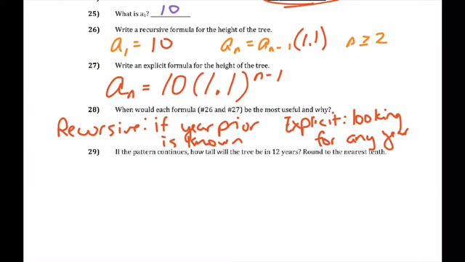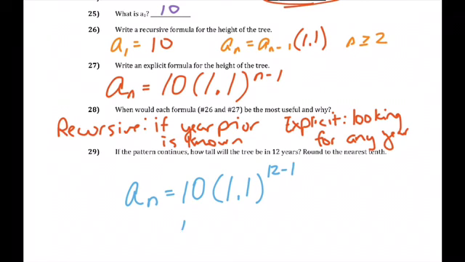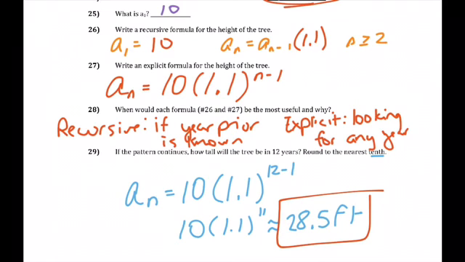Okay, I don't think the recursive formula is going to be useful, because if I was going to use that, I would have to know how tall the tree was at 11 years, and to know that, I would have to know how tall it was at 10 years, and so on. So the explicit formula would actually be the most useful to me. If I want to know how tall it is in 12 years, all I'd have to do is write this, and then 12 minus 1 right there. I would put 10 times 1.1 to the 11th power in my calculator. And that gives me 28.53, and so rounding to the nearest tenth, 28.5 feet tall. And that is approximately how tall the tree will be if it continues to follow this sequence.